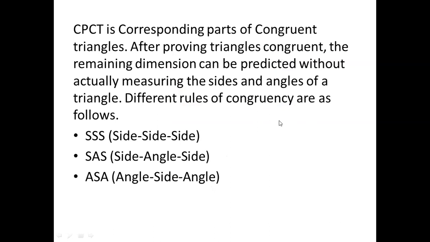So this is what we are using: corresponding parts of congruent triangles. Actually, measuring the sides and angles of the triangle, we have different rules that we are using. This is the most used. That all the sides of the triangle are equal, we have side-angle-side, and then also we have angle-side-angle.